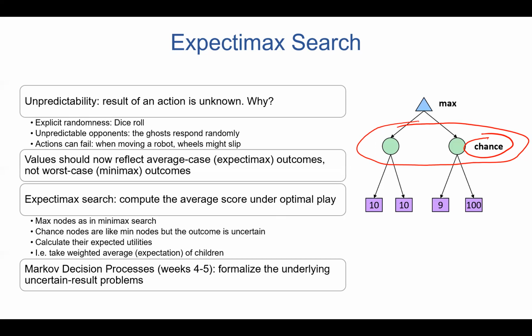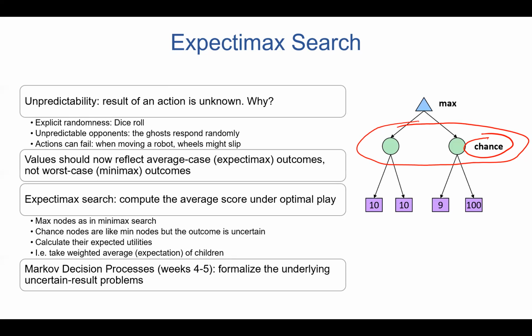So the maximizing node is just the same as in Minimax, but the chance nodes are going to replace the minimizing agent. These are chance nodes because we are adding explicit randomness in our tree search or in our game. Therefore, we're adding uncertainty, which will take us to Markov decision processes.